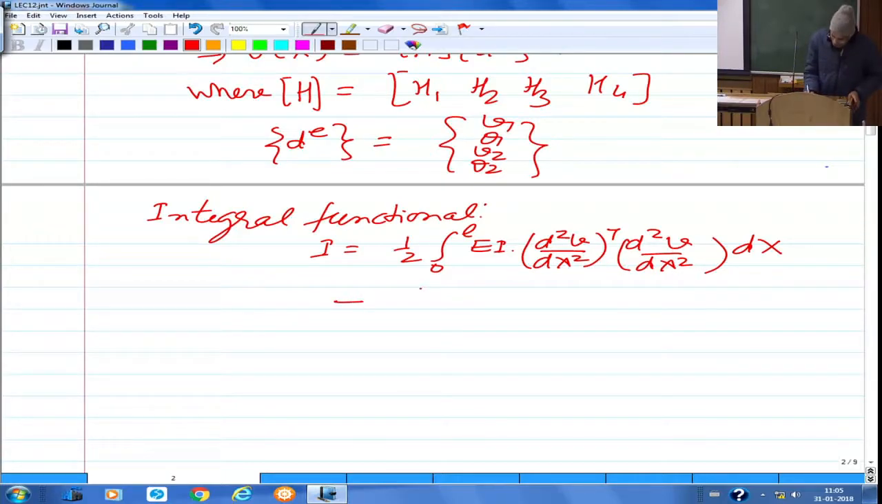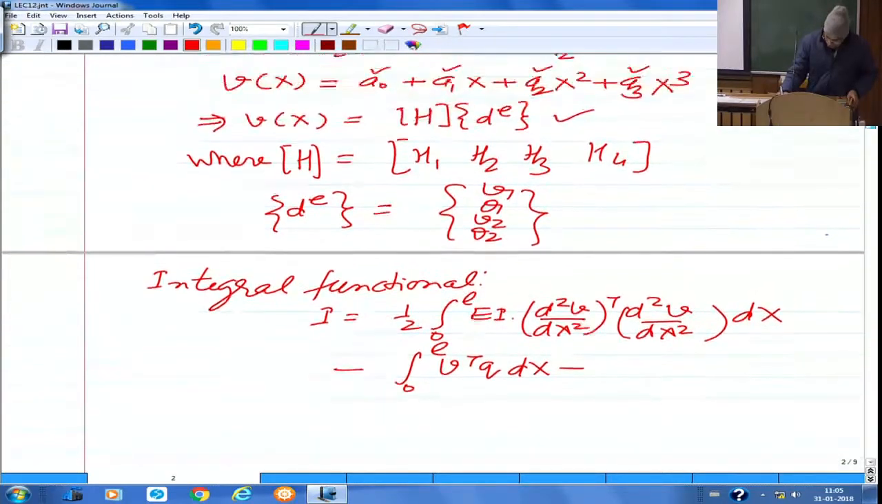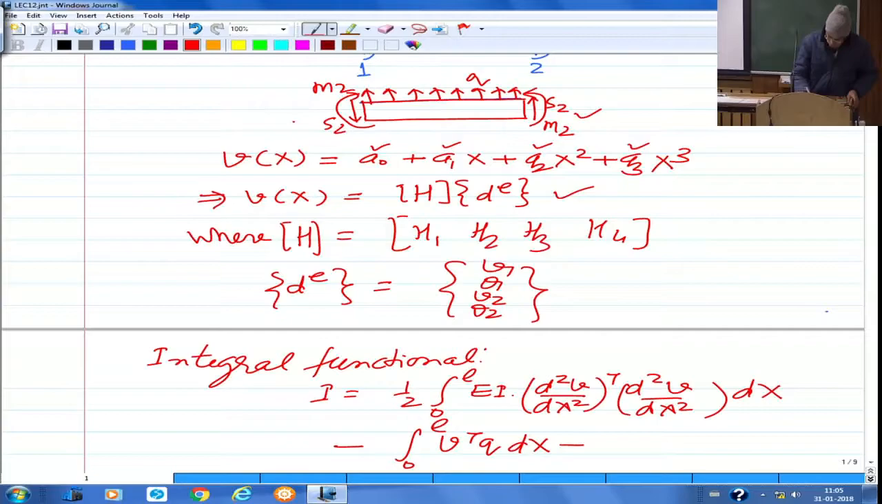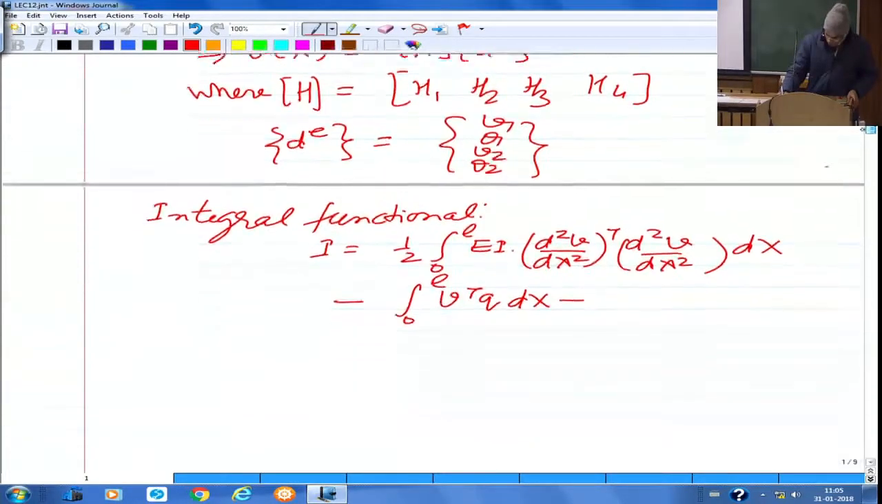Then we had the second term, which is the integral from 0 to L of the potential of the external distributed force. That was v q dx, and we can write that as v transpose q dx. Again it's basically the same thing because v is a scalar here, so one can write it like this. And then the last term was the potential of the forces acting at the two boundaries of the element. They are kind of internal forces, right and left hand.